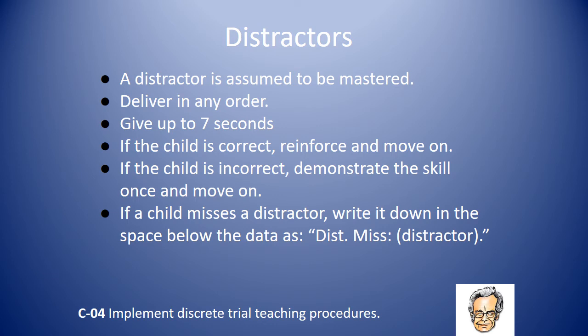A distractor is assumed to be mastered. These are the qualities of distractors. A distractor is assumed to be mastered, or something the person already knows how to do, can be delivered in any order, and you give up to about 7 seconds for them to answer. If the person is correct, reinforce and move on. If they're incorrect, just demonstrate the skill once and move on, kind of give them a quick reminder. And if they miss the distractor, write it down in the space below on the data sheet, if you feel like it's something they need to work on again.